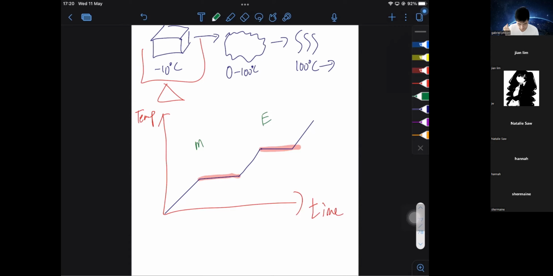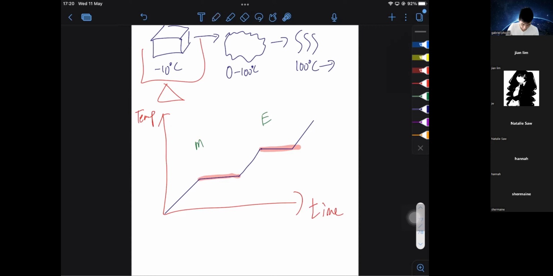So what's going on? Can anyone tell me what happened to the energy? Why is it flatlining here? To break the bonds. Excellent. Very good answer. It is essentially used to break the bonds. Guys, can you imagine this?